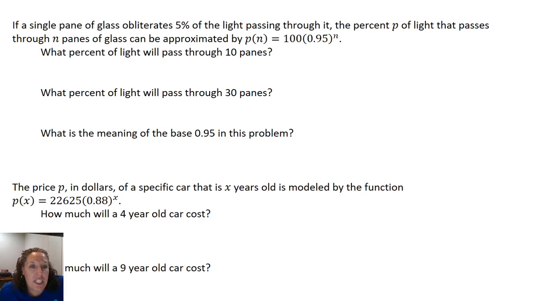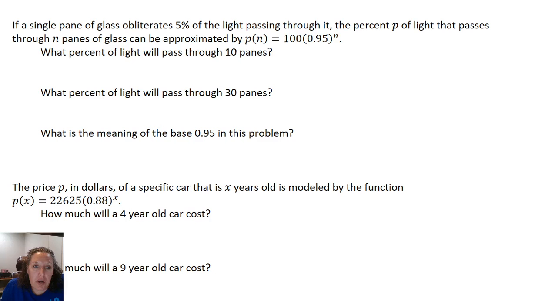Hello, in this video we're going to take a look at some applications involving exponential functions. Our first one: a single pane of glass obliterates 5% of the light passing through it. The percent P of light that passes through n panes of glass can be approximated by P of n equals 100 times 0.95 raised to the n. So what percent of light will pass through 10 panes?